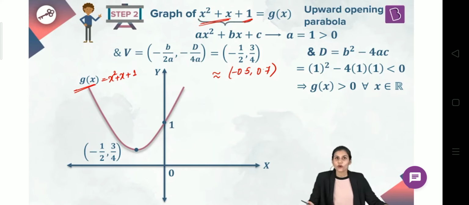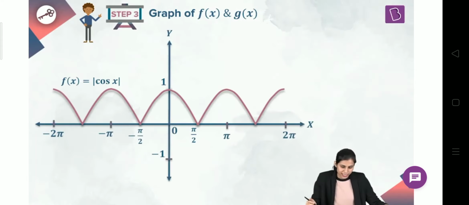It's now time to plot both the graphs of f of x, which is mod cos x, as well as g of x, which is this function, together in the same Cartesian plane. So let's begin. See, this is the graph of mod cos x. Now in the same Cartesian plane, I'm going to draw that upward opening parabola, which is the graph of g of x. But before that, just listen to what I'm saying very carefully.